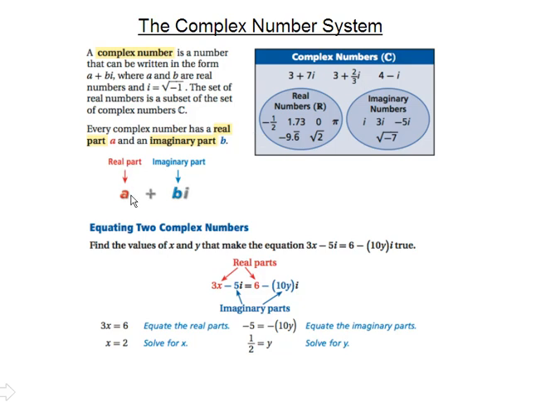So we have a real part and we have an imaginary part. Some of the problems that you're going to see in this section, they're going to set two complex numbers equal to each other, and really what you're doing is you're setting the real parts equal to each other and the imaginary parts equal to each other. And then for these problems, they have some variables in them, so you'd actually have to solve for that variable.